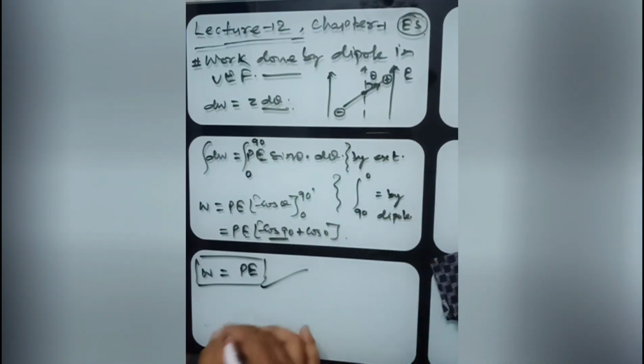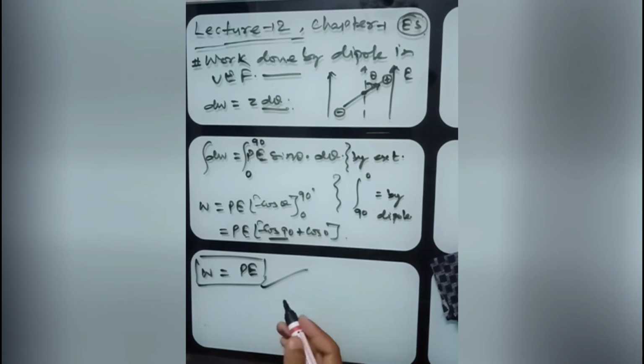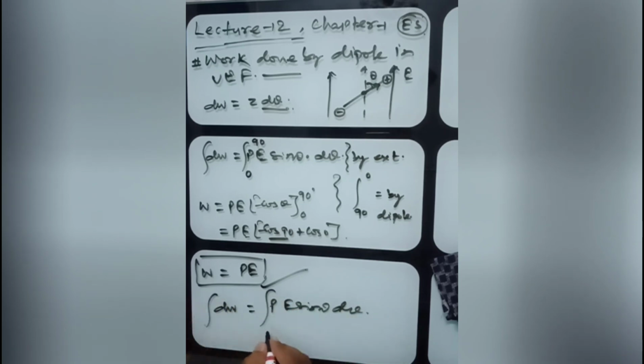external agent. If you are asked to find the work done from 0 to theta, that is the work done by the dipole from 0 to theta, or by the external agent for a very small angle, you can integrate dW as pE sin theta d theta from 0 to theta. If you are asked from theta to 0 or theta to 90, how much work will be done, you can find it from this 0 to theta expression. You can find another derivation.